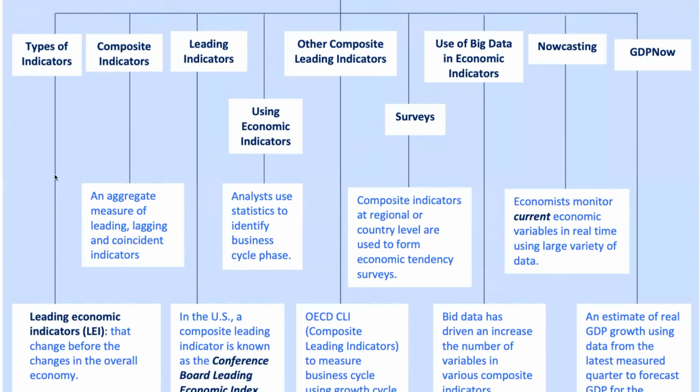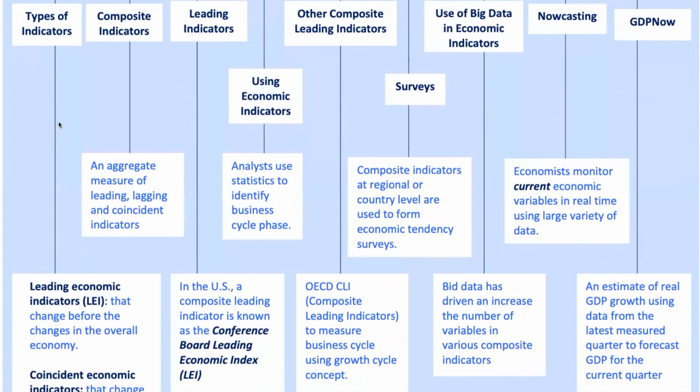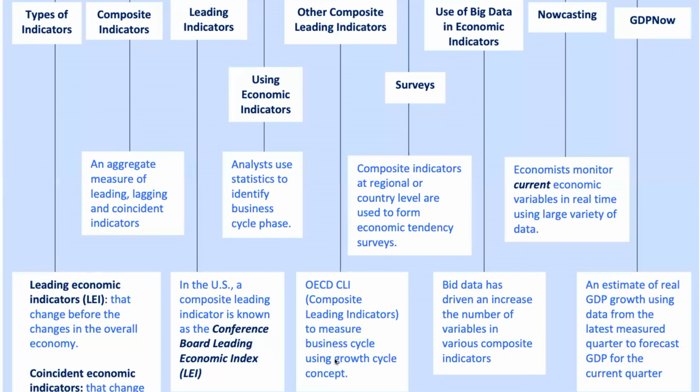Now, let's talk about the uses of economic indicators. Organizations like the OECD create composite leading indicators to measure business cycles across countries and facilitate comparison. Economic tendency surveys conducted by central banks and other institutions use composite indicators to gauge financial conditions and future confidence. These surveys typically include qualitative questions about finances, level of activity, and confidence in the future. The advent of big data has increased the variables used in composite indicators.